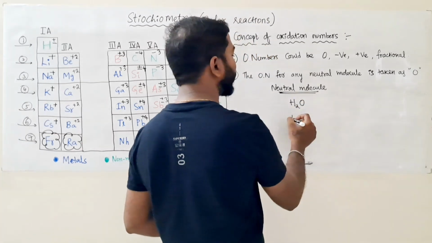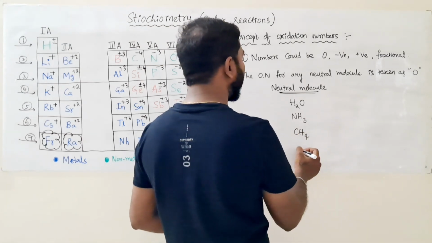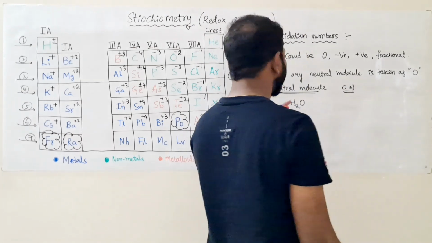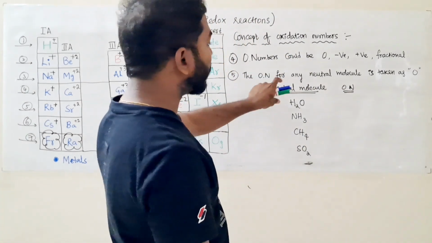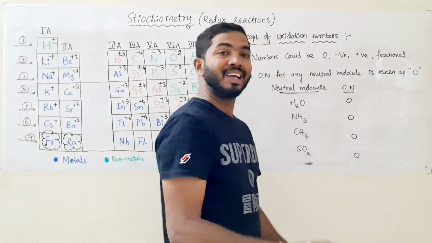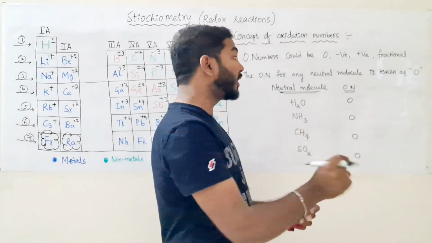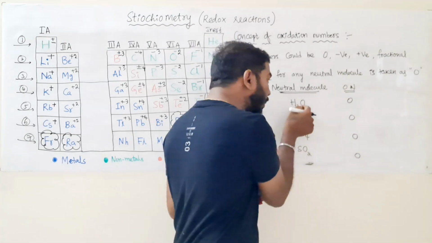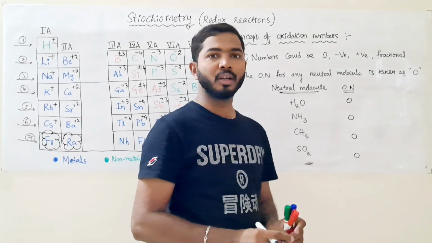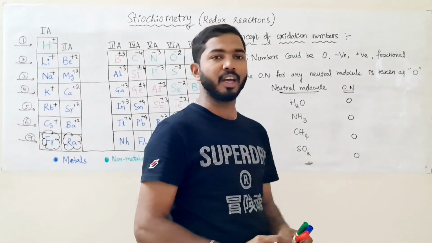Here H2O is a neutral molecule, NH3 is a neutral molecule, CH4 is a neutral molecule, and then SO2 is a neutral molecule. So for this entire neutral molecule, the oxidation number is taken as 0. So please don't confuse. This is for the entire molecule. Particularly if we are going to calculate the oxidation number of a particular element in a neutral molecule, then it is not going to be 0. Clear? So generally if we talk about a neutral molecule, then its oxidation number is taken as 0.